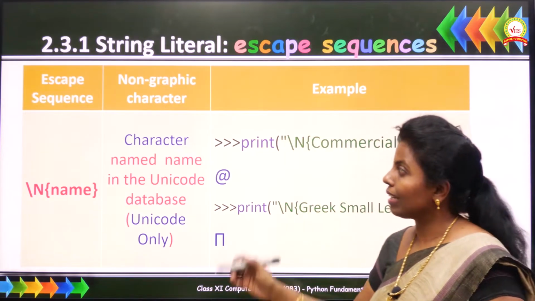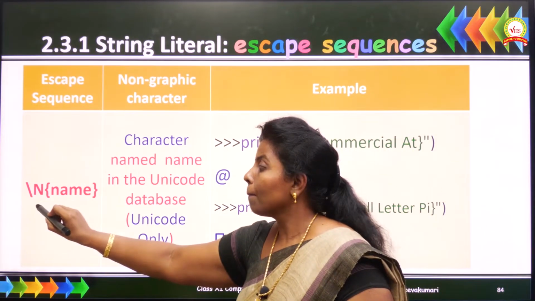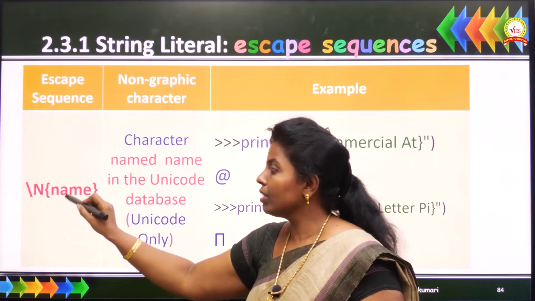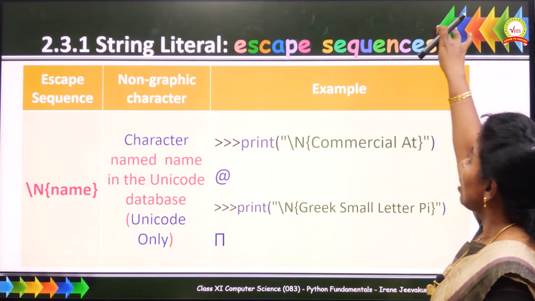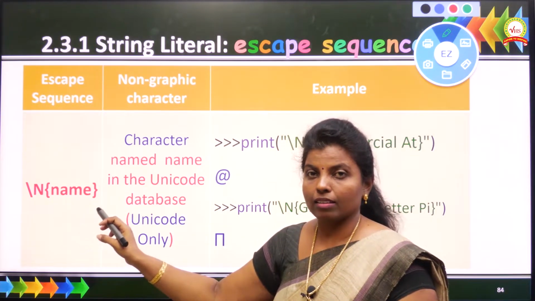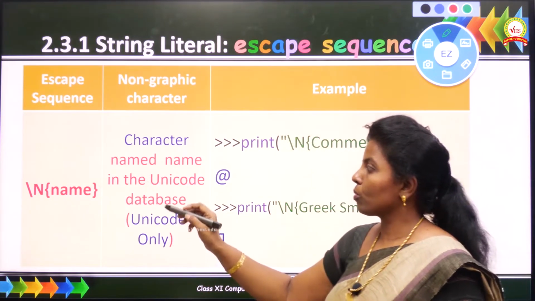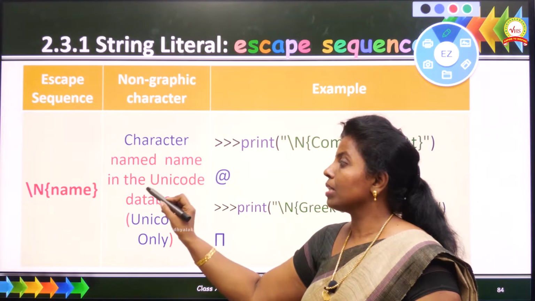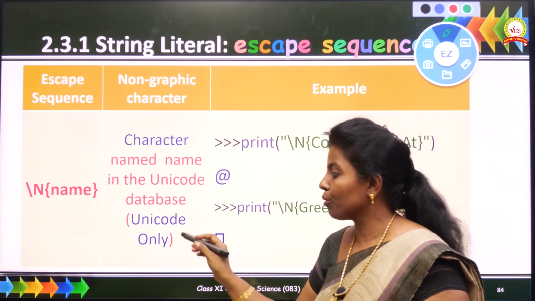Let us see what is the next escape sequence, which is \N and within curly braces name. So you have got this escape sequence which has more than one character, right? So you can just see what is the purpose of this. This is the character named name in the Unicode database. We have to use Unicode only.